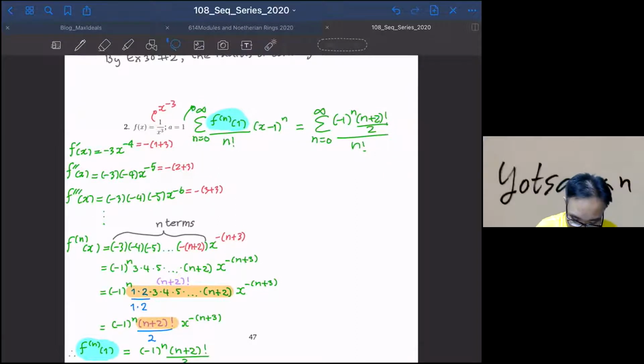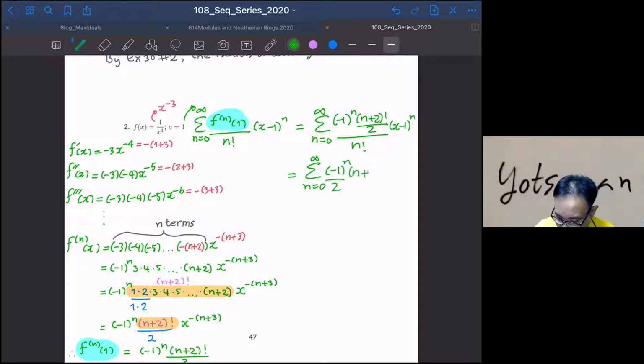Okay, and you have (x minus 1) to the n. So it's going to be that guy. And so this one will give you the series n equal to 0 to infinity of (-1)^n over 2, and you have (n plus 2) factorial over n factorial, times (x minus 1) to the n.